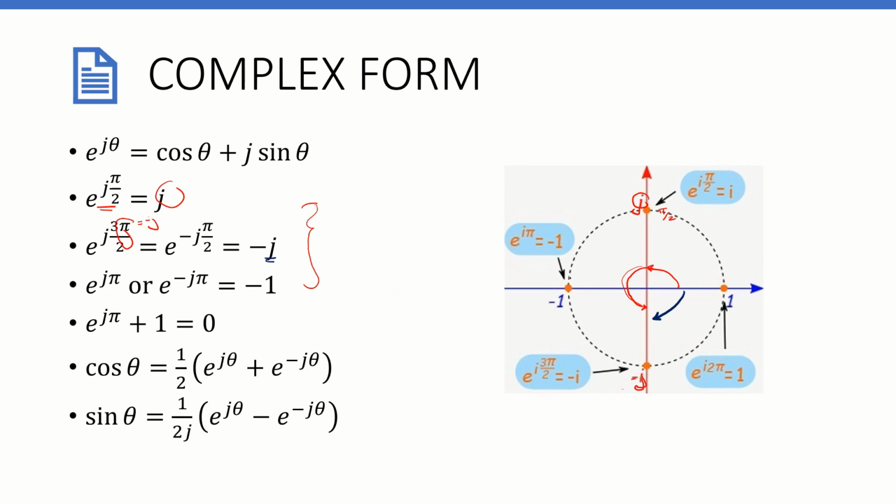And then for e^(j pi), it is positive, so it's going to be anti-clockwise, and you will get minus 1. For e^(-j pi), since it is negative, it's going to be clockwise, so it's going to be here. So the results of e^(j pi) and e^(-j pi) are both minus 1.